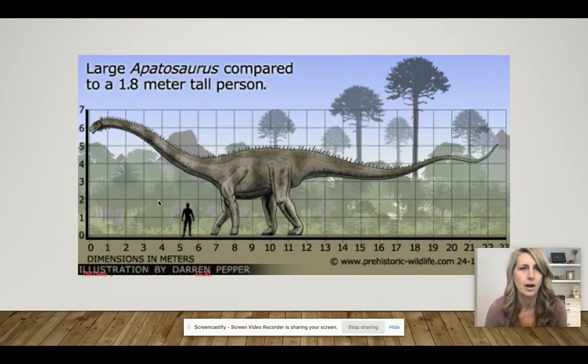Let's take a look at our Apatosaurus. I think that's how I say it. And if we were looking at its height, we would notice that it's 1 full meter, 2 full meters, 3 full meters, 4 full meters, 5 full meters, 6 full meters, and part of another meter. So I would say that this is, I'm going to guess, 6 and 6/10 meters high.